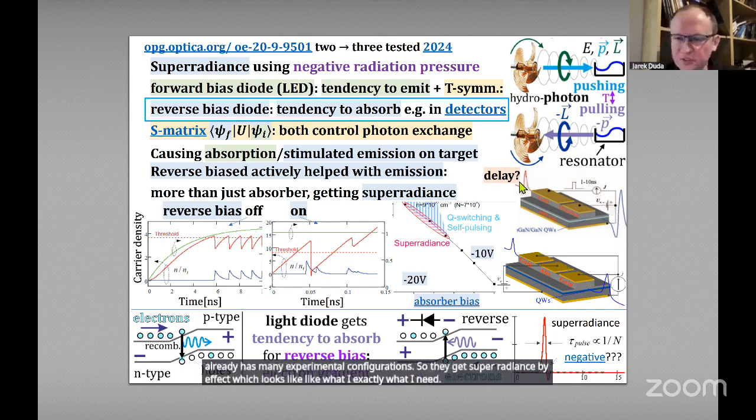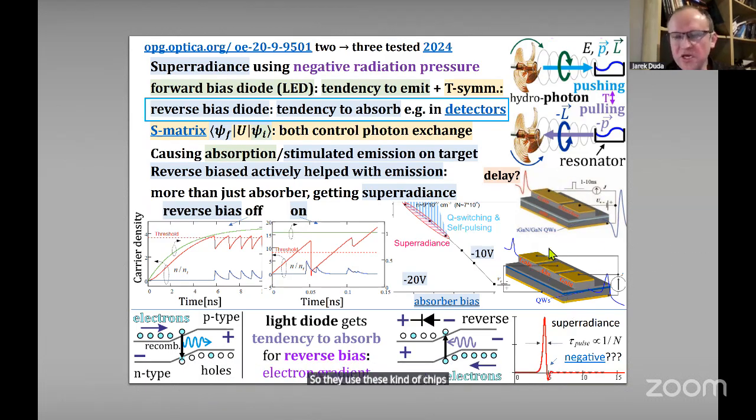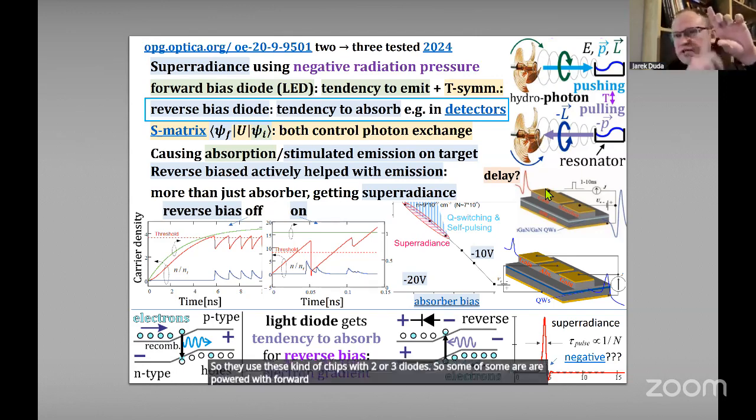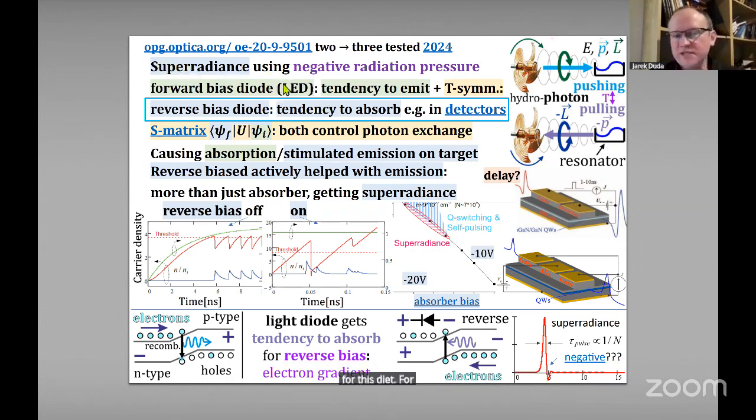So they use these kinds of chips with two or three diodes. Some are powered with forward bias, the voltage as it should be, but some have reverse bias. There is reverse voltage for this diode. For forward bias, it is a standard light emitting diode. It has a tendency to emit.